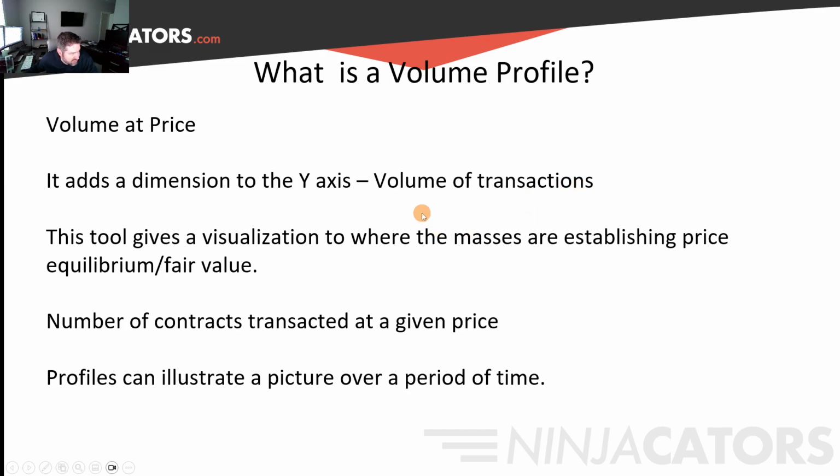This tool gives a nice visualization of where the masses, where all the traders, are establishing price equilibrium or a fair value for the day. At any given moment, as you pull up a current price chart, you can tell just by looking at a couple of things what fair value is on the day. Again, it's the number of contracts transacted at a given price. And when you string a few of these profiles together, you can really give yourself a nice contextual story of what's happening in the marketplace in the mid to near term.